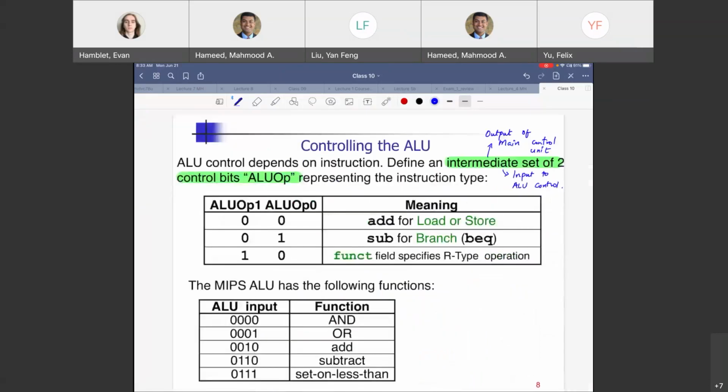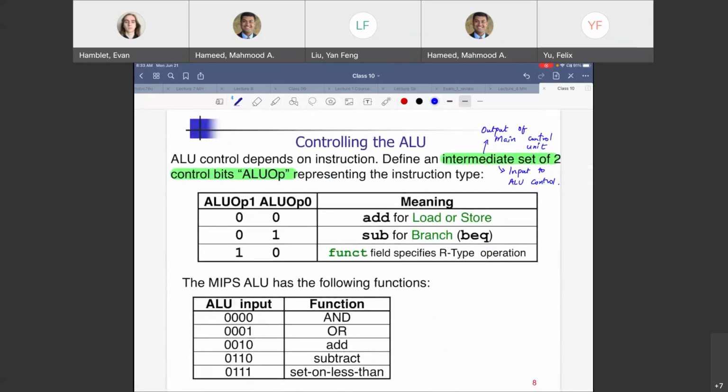2 bits. ALU op 1, ALU op 0. They have a specific meaning. If they are 0, 0, then the meaning for 0, 0 is defined by MIPS ISA. Do an addition at the ALU, but that addition is supporting load or branch. Remember, for load or branch, we need to add what? Base address to the offset address, right? To compute the target address, we need to add.